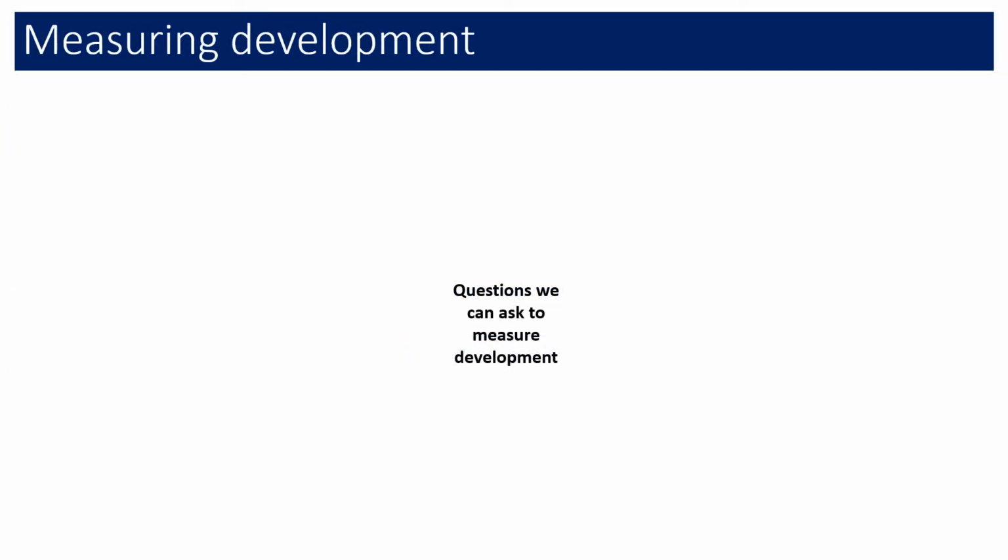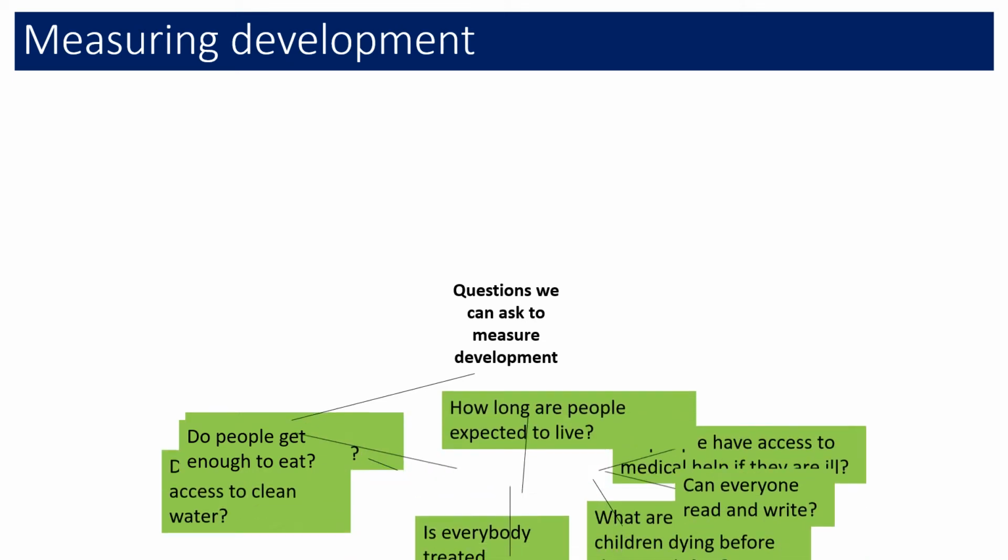And then this is something you would have done possibly in year 8. I would like you to start thinking about questions you would ask, or we could ask, that would help us understand the level of development of a country. So, for example, do people get enough to eat? The answer to that question would help us to ascertain whether or not a country is developed or not. If people are getting enough to eat in a country, we can assume that probably that country is more developed.